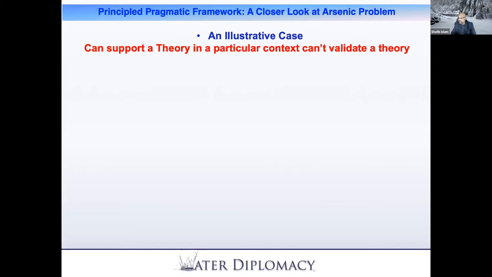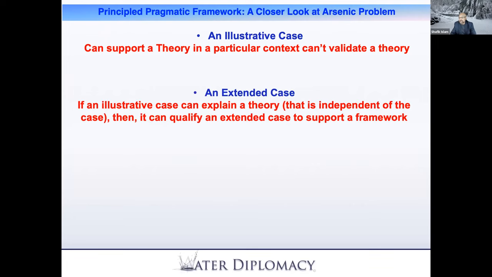So the arsenic contamination problem is used here as an illustrative case, meaning that it illustrates that it's a complex problem, but it does not really provide any validation of the theory. But we've also used it as an extended case, meaning that if I take this case and look at all the features, what I see really is a coupled natural and human system problem. In this coupled natural and human system problem, when I intervene, it gives rise to emergent properties. And then it becomes a complex problem.